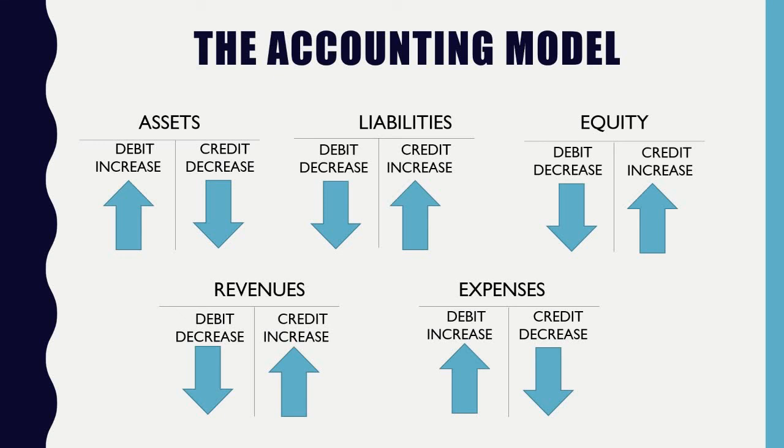Again, assets and expenses are increased by debits and decreased by credits. Liabilities, equity, and revenues are increased with credits and decreased by debits. This will make a lot more sense when we start journalizing our transactions. Any questions about the accounting model?